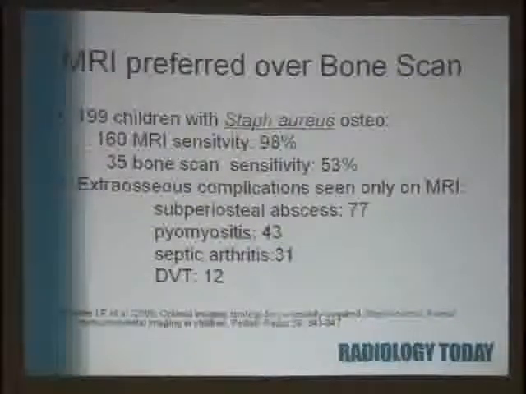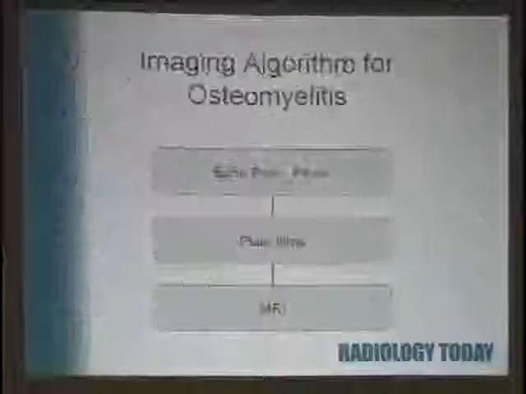But they looked at 199 children that they knew had Staph aureus osteo. 160 had an MRI, and they found that it was 98% sensitive. 35% had a bone scan, and they found it 53% of the time. The important thing, to me, is the extra-osseous complications that they can only find on MRI, because some of these need intervention, like we've already talked about, septic arthritis. You want to tap and treat that joint as quickly as you can. Subperiosteal abscesses may need drainage, and a DVT, you want to know about too. Okay, so go ahead.